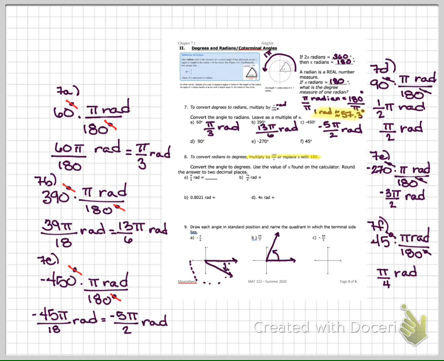C, negative 4 pi over 5. I have got my initial side in the same place. Halfway would be 5 pi over 5. So I want to go 4 out of 5 pieces in the negative direction, and there is my negative 4 pi over 5 angle. And that's it for page 3.